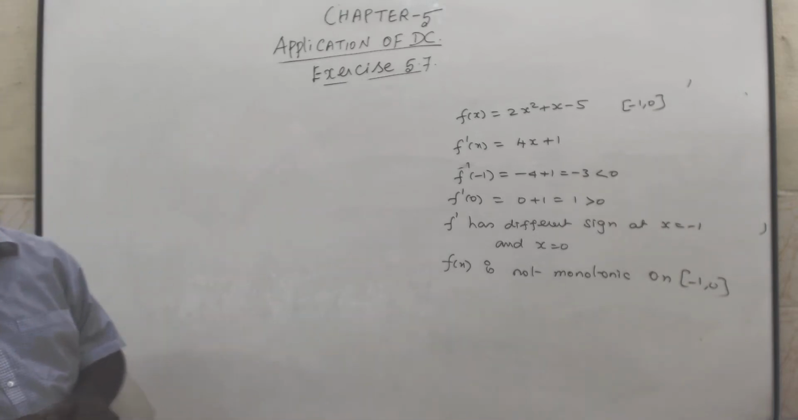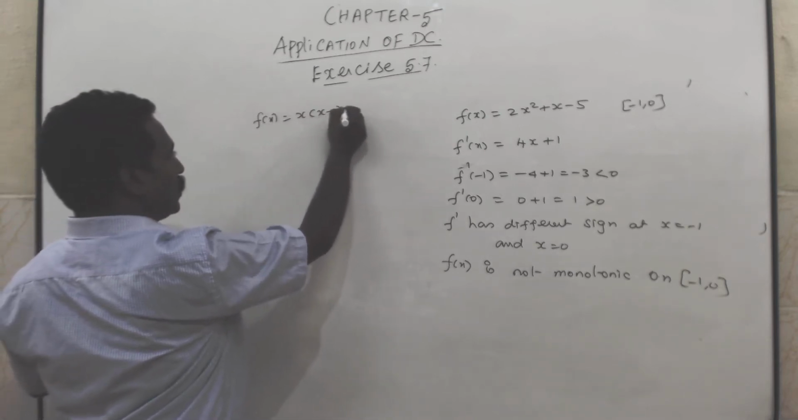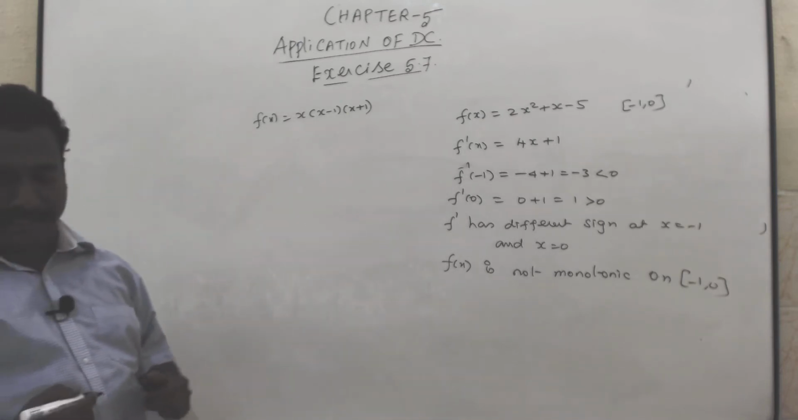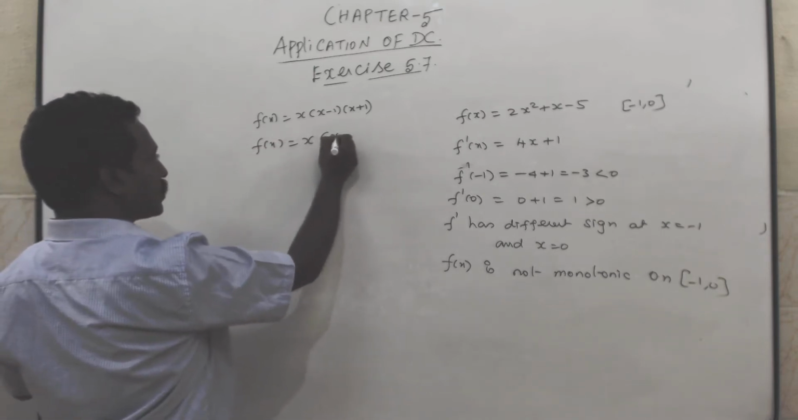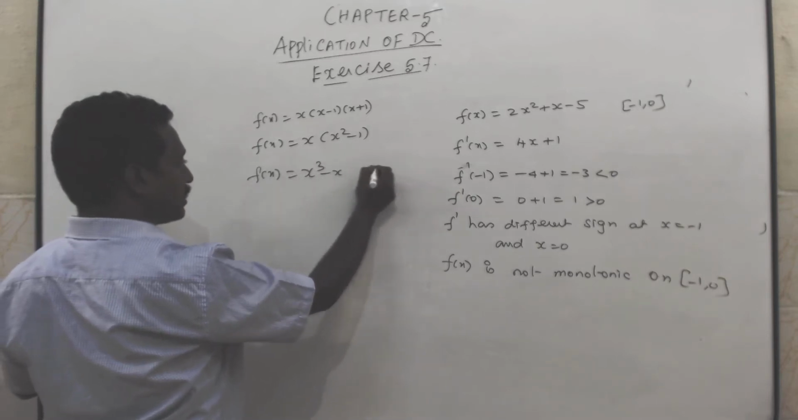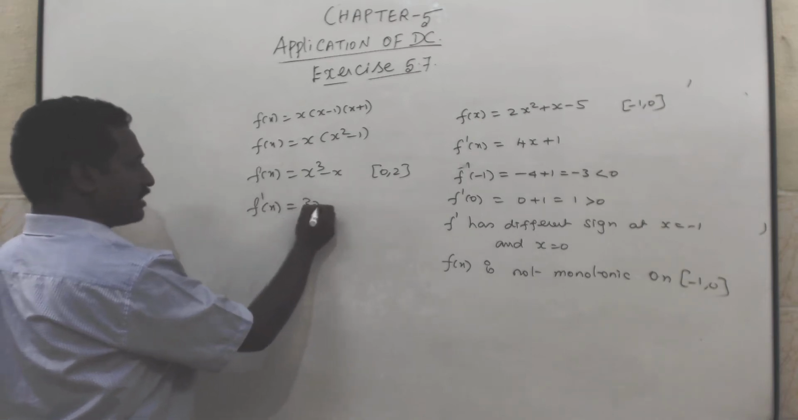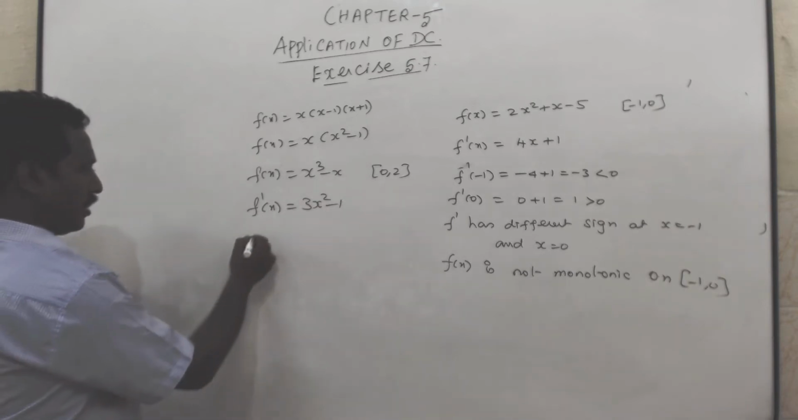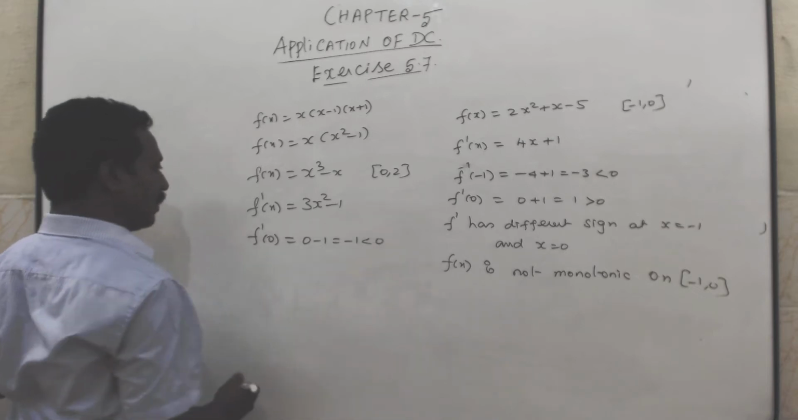The second problem, f of x is equal to x into x minus 1 into x plus 1. The interval 0 comma 2. We already did the same type of problem. F of x equal to x into x square minus 1, so f of x is equal to x cube minus x. The interval is 0 comma 2. F dash of x is 3x square minus 1. First you have to substitute 0. F dash of 0 is 0 minus 1, which is minus 1, less than 0.